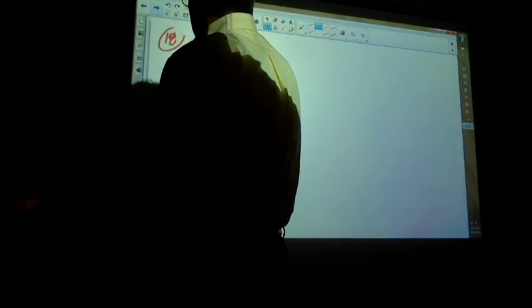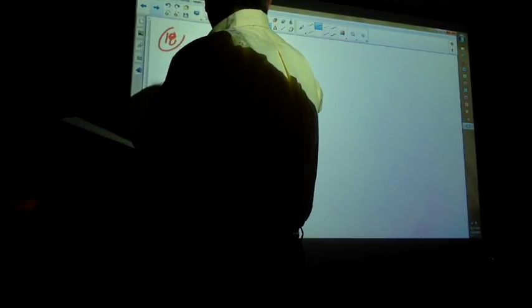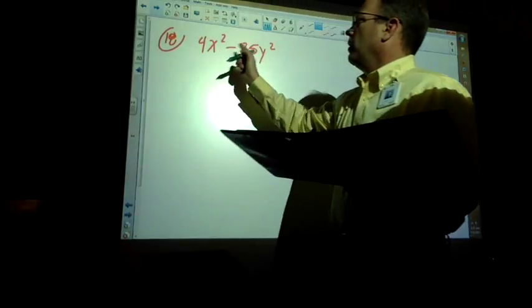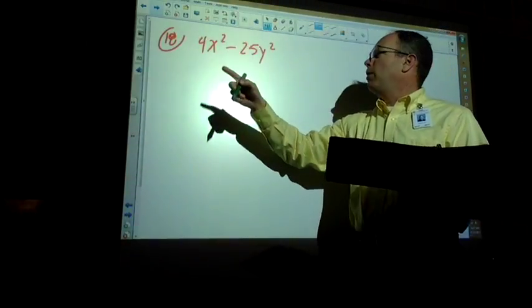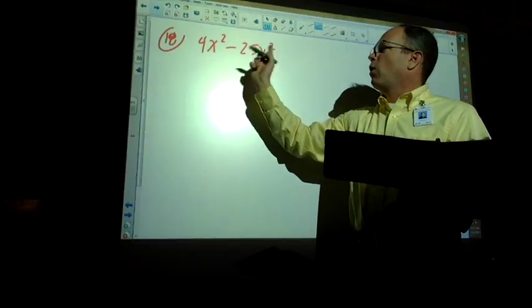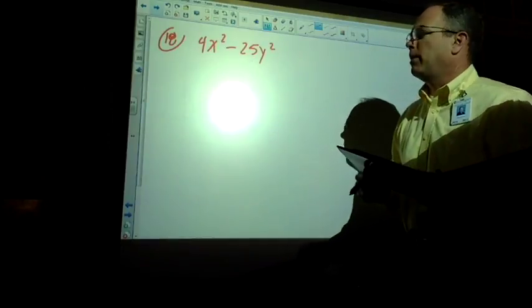So 18. If you see x and y, the first thing you should be thinking about is, is there a greatest common factor? I don't have x on both of them. I don't have y on both of them. Nothing goes into 4 on both of them or 25 on both of them other than 1.